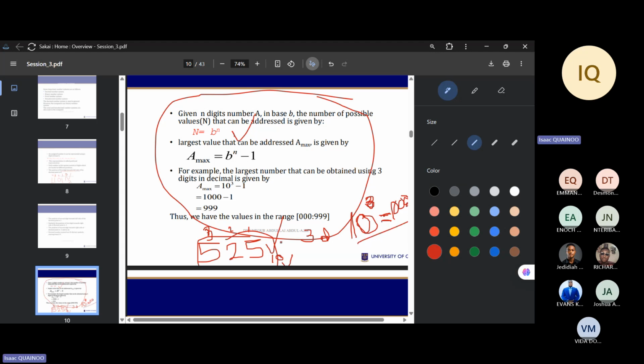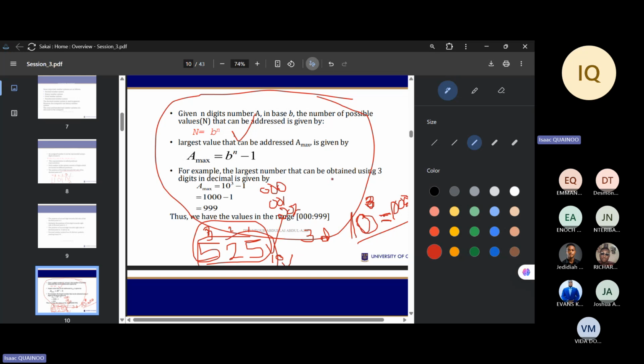It means we can arrange any number in the decimal number system with 3 digits in 1,000 different ways. When we are talking about 1,000 different ways, we are talking about starting from 0, 0, 0, to 0, 0, 1, 0, 0, 2, okay, etc. As in being arranged in 1,000 different ways, okay.